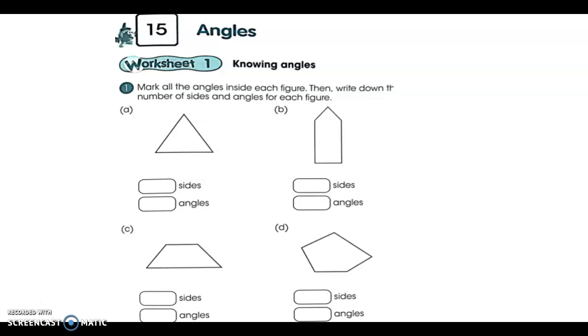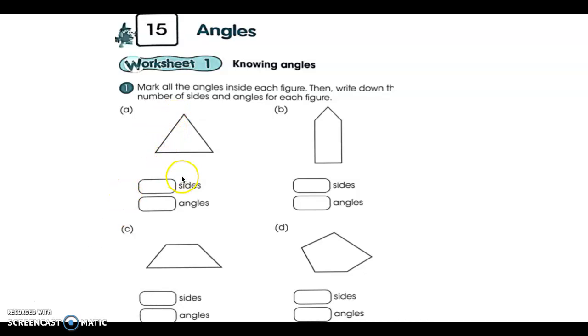So this is the worksheet from the workbook, Knowing Angles. Mark all the angles inside each figure, then write down its number of sides. Write down the number of sides and angles for each figure.